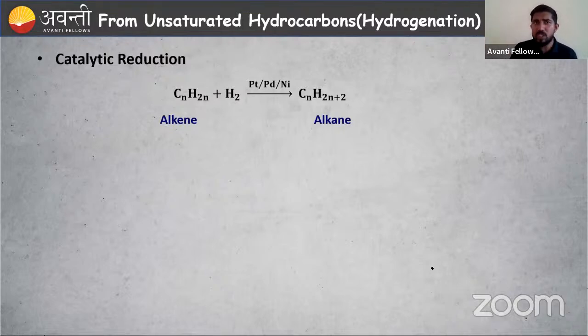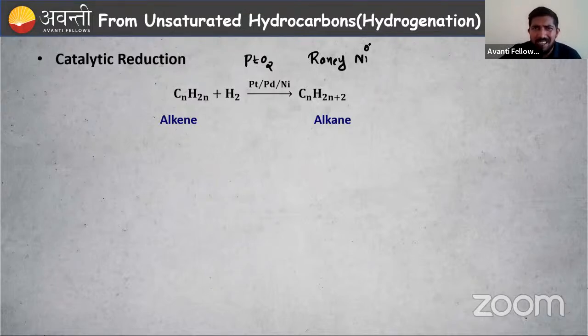Addition of hydrogen, reduction. Then catalyst, platinum. Pt means platinum. Pd means palladium. Ni means nickel. So these are the different catalysts. Or you can use PtO2, platinum oxide. Or you can use Raney nickel.